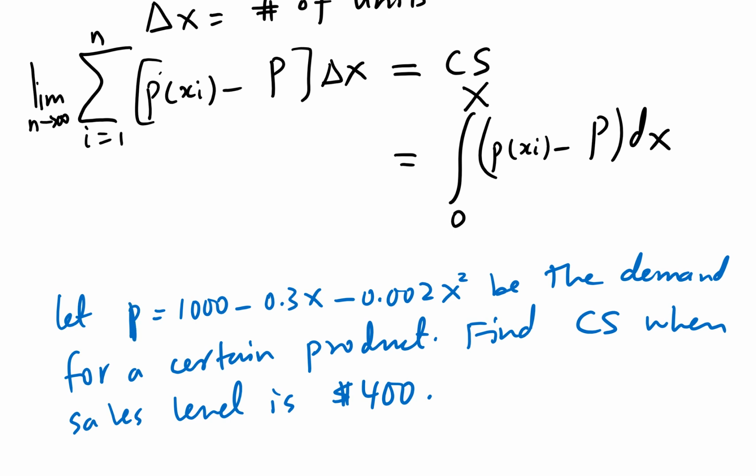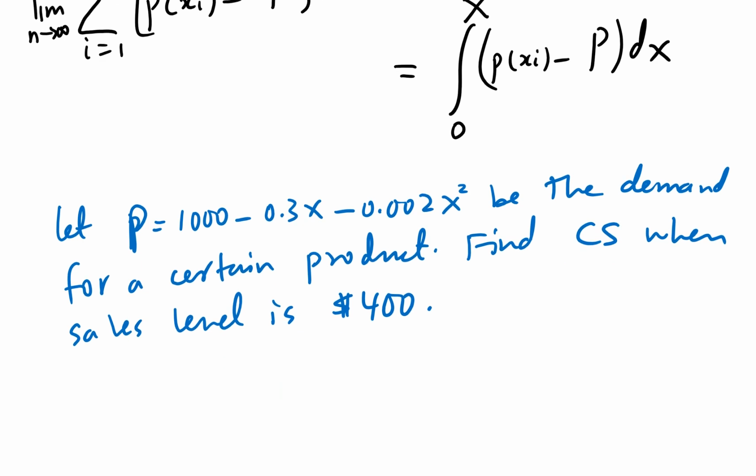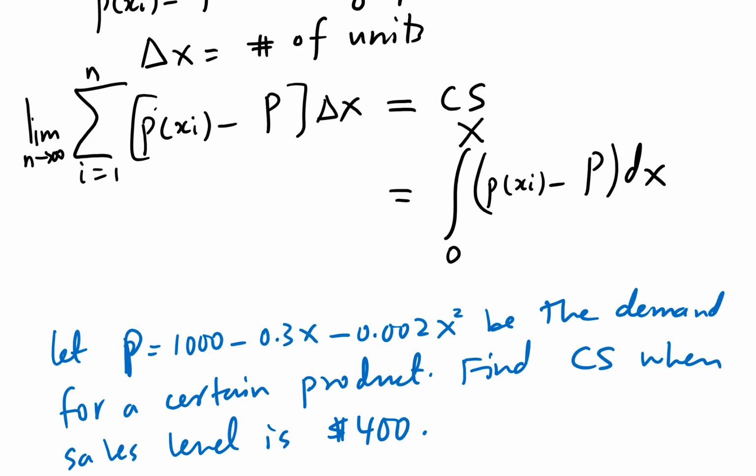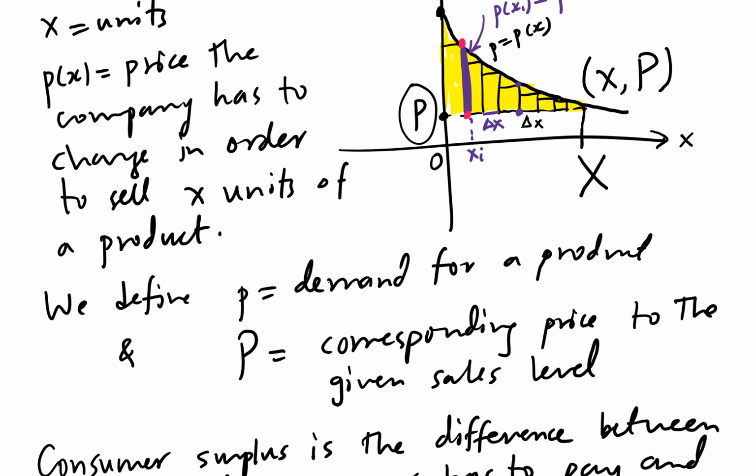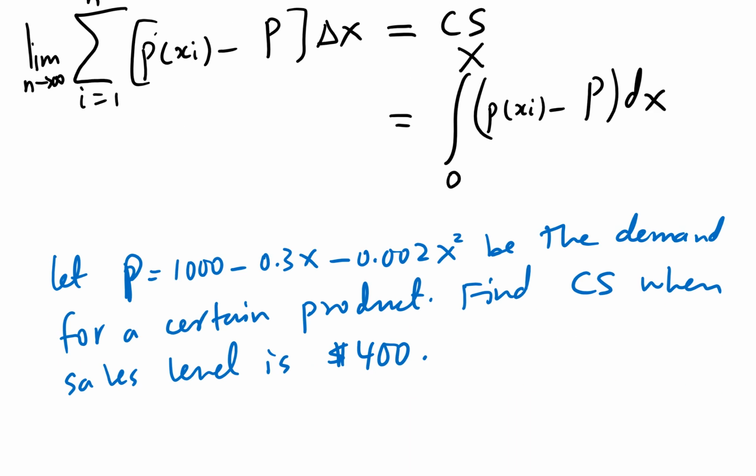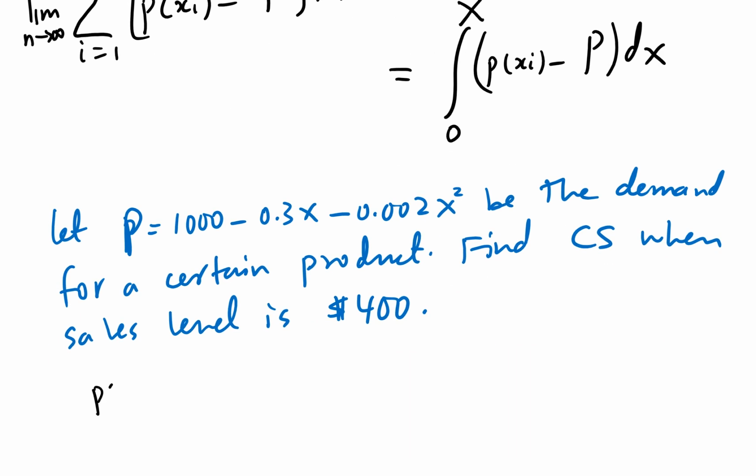So that P here is capital P, or it depends how you're going to look at this for the meantime. So they give us the 400. This sales level is 400. That's the X value, which on the graph we represented by capital X. So if I want to find what capital P is, I just plug that into the given P of X demand function to get the corresponding P value. So small p, P of X, is given as again 1000 minus 0.3x minus 0.002x squared.